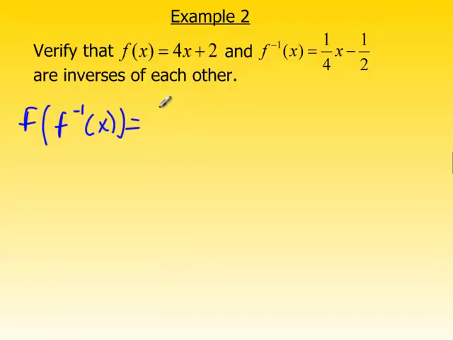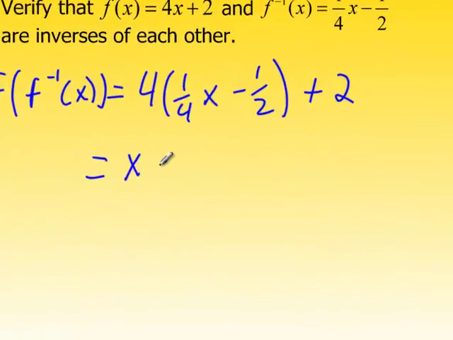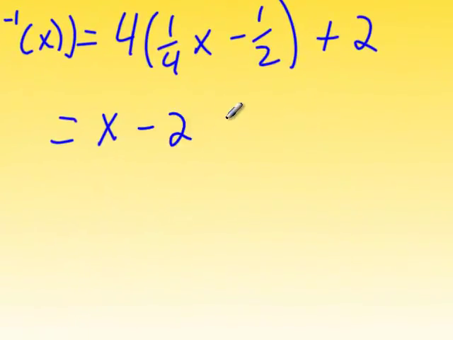So I'll write this as 4 times 1/4 of x minus 1/2, plus 2. So I'll distribute the 4, which leaves me with x minus 2, and then I have plus 2, and then the 2's cancel, leaving me with x. So that checks out. But it has to work the other way as well.